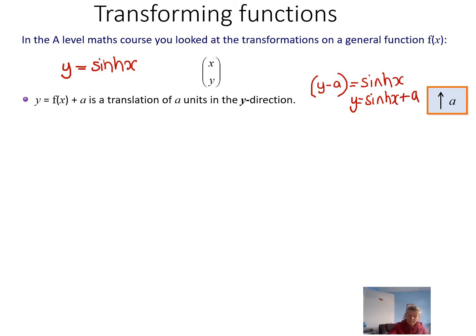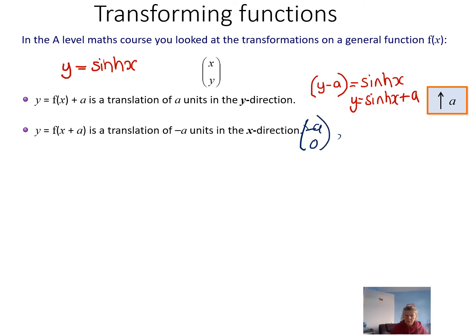Next one. Change pen, then you can see where we're going. If you've got a translation of minus A units in the x direction, so basically it's asking for the translation of minus A, 0. Well, that would mean you replace the x with x take A, so double take means plus A, doesn't it? Plus A, and that's what we get for that one. That will move the graph back.